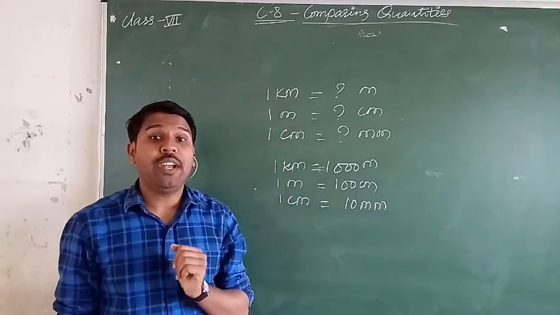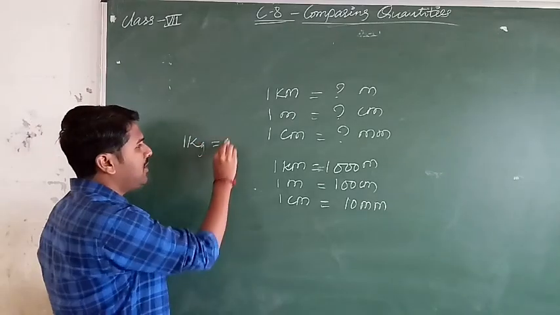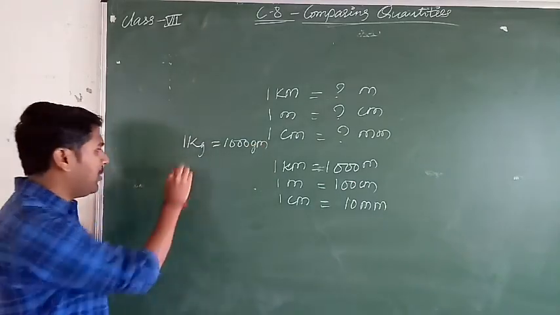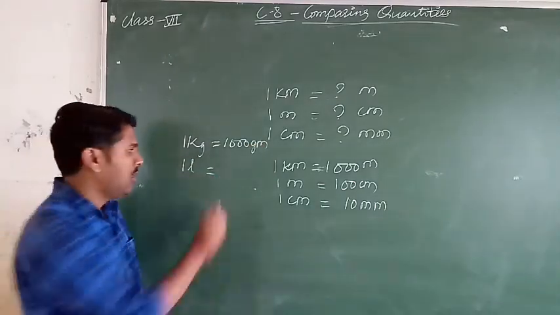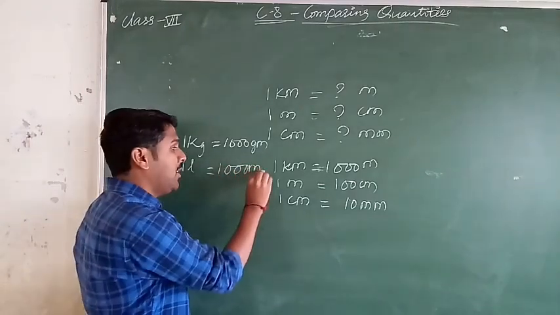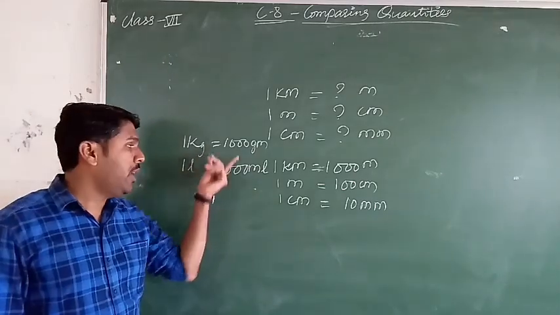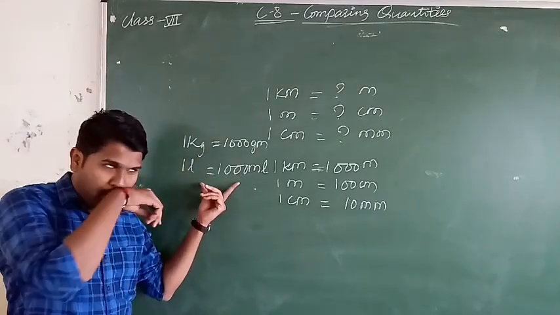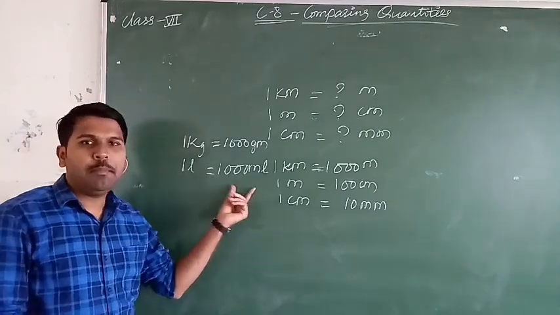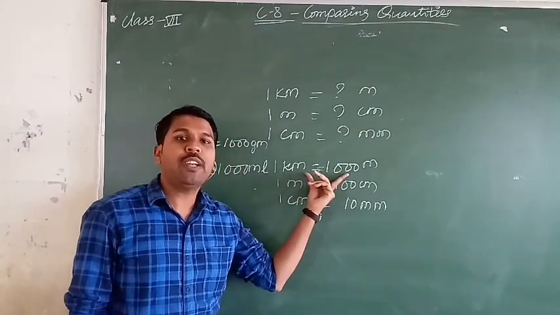If they give weight, 1 kg equals to how many grams? 1000 grams. And 1 liter equals to 1000 milliliter. So this is for distance, this is for weight, and this one is for the quantity of water. If you know this one, then only you can compare.